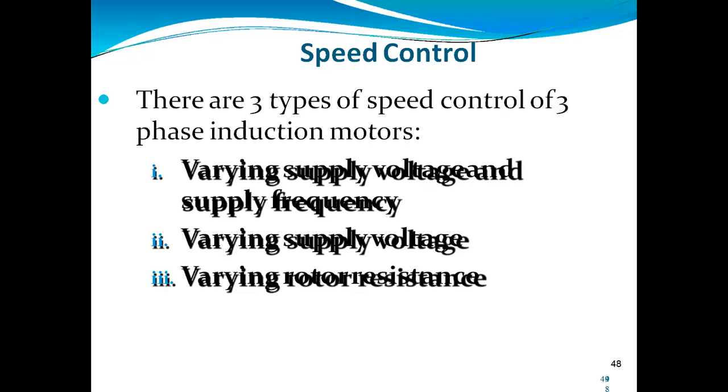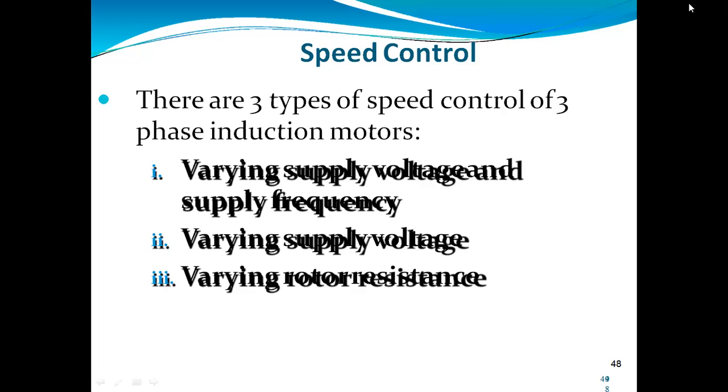Then we saw the torque equation for the three-phase induction motor. You get T equal to S into K into R2 into E2 square upon R2 square plus S X2 square. Then we saw the equation for synchronous speed, capital N suffix small s. N_s equals 120 F upon P, where F is the frequency and P is the number of poles.